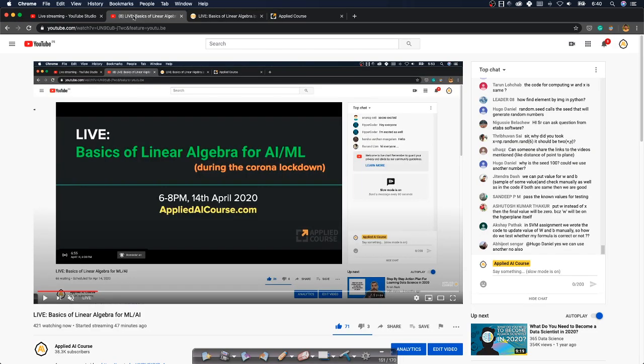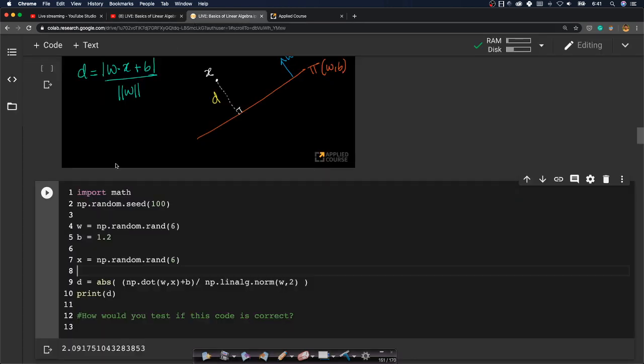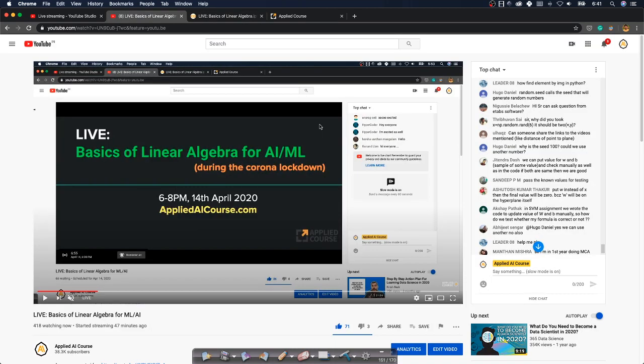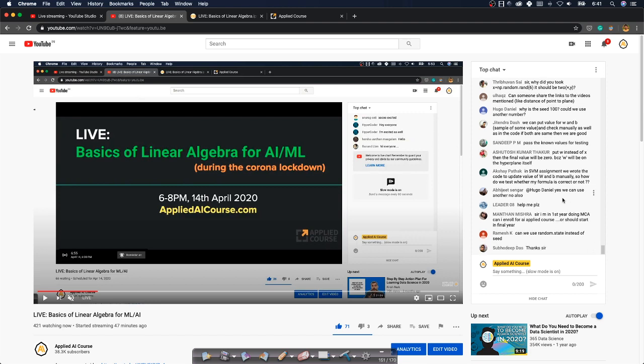Okay, let me see. Pass the known values for testing. Can you suggest some good known values, folks? Again, you can use any seed, guys. You can use 10, any number. Just look at the documentation for np.random.seed. You can use any number here. Just fix that number every time you're running it. That's it. Yeah, you can use random state, random seed. All of them do mostly similar stuff, so don't worry about it.